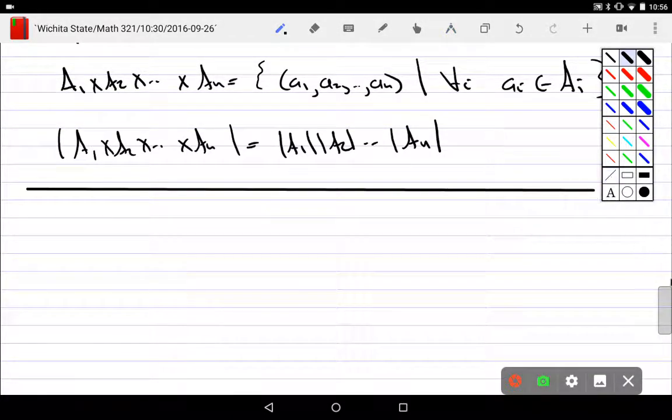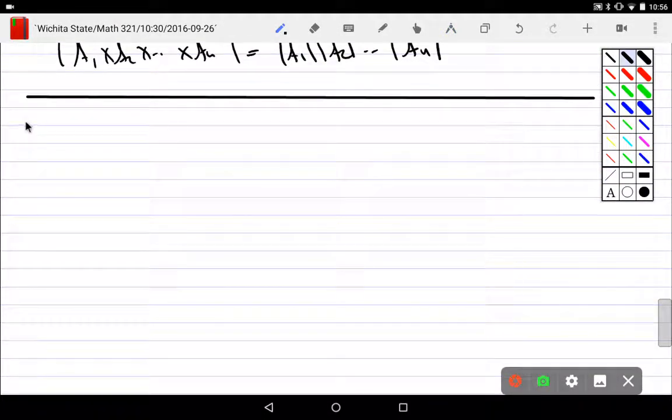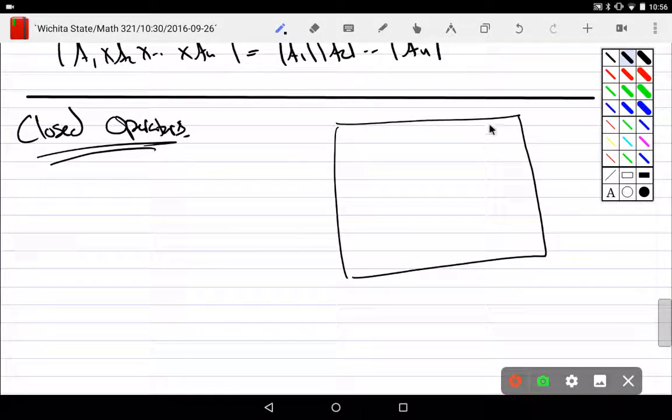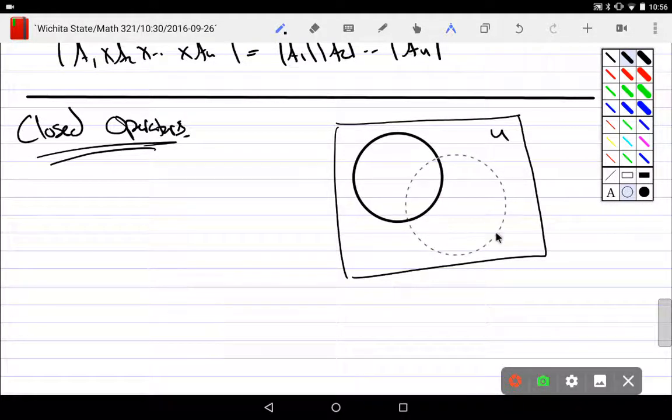All right, what are some more useful or interesting operators as the closed operators? Now what we're going to talk about is I have, say, the universe that we're working in, and then I'm going to have a set, and I'm going to have another set. Let's call this guy A, and we call this side B. And we'll talk about unary operators and binary operators, but in particular, what we're going to do is deal with the elements themselves staying within the universe of discourse.